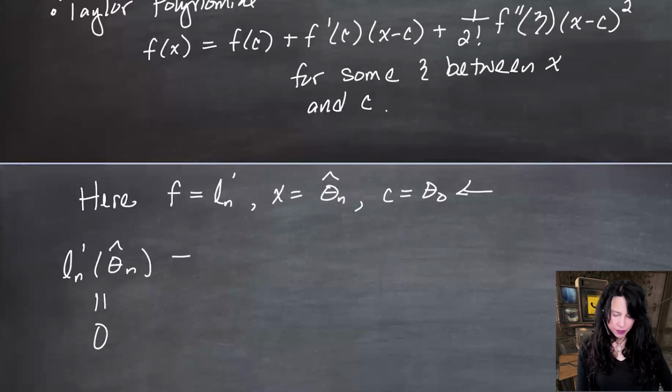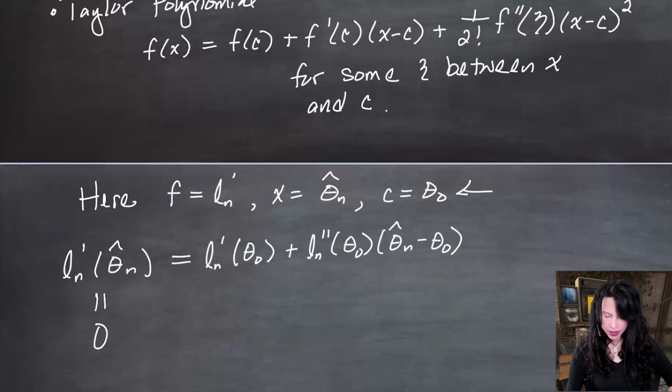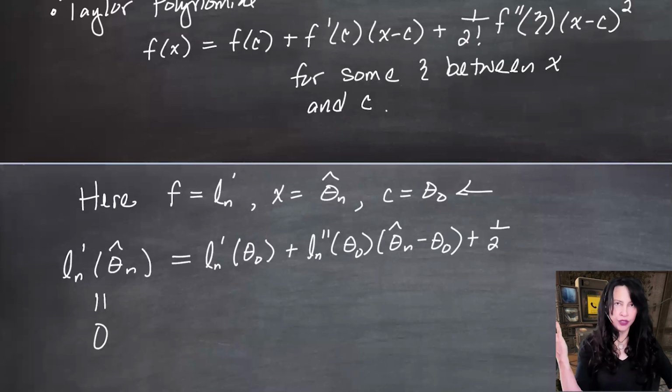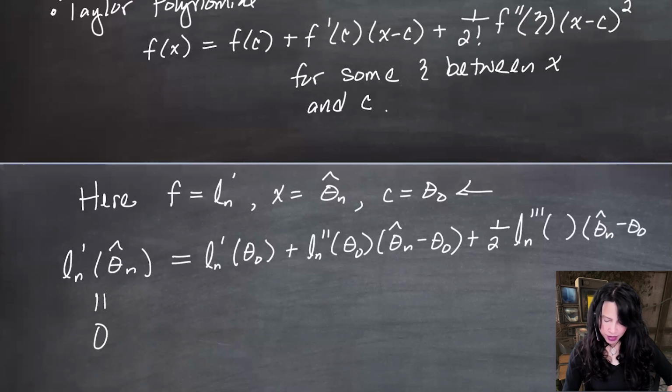And continuing my rewrite of the Taylor polynomial, this is the log likelihood derivative at theta naught plus the log likelihood second derivative at theta naught times the MLE minus theta naught plus 1 over 2, which is 2 factorial, the log likelihood third derivative, I'm going to leave this blank for a moment, theta n hat minus theta naught squared.